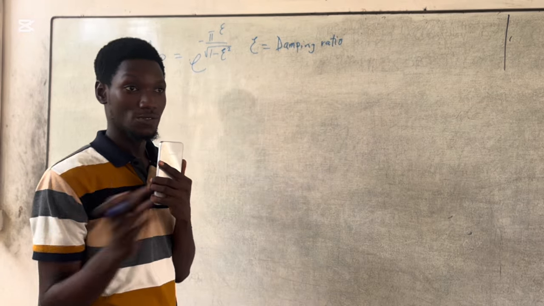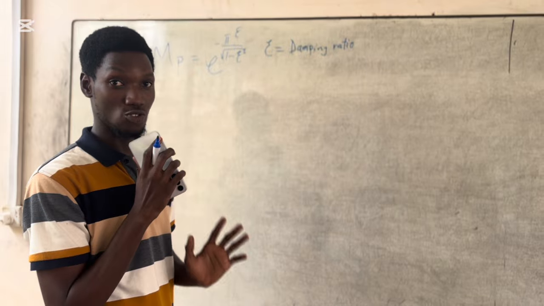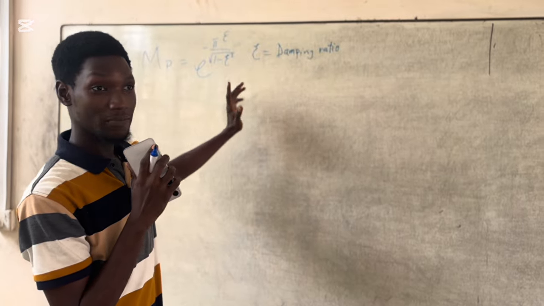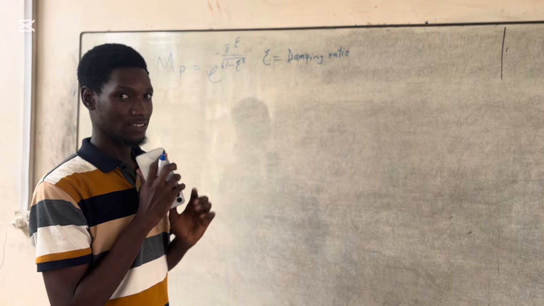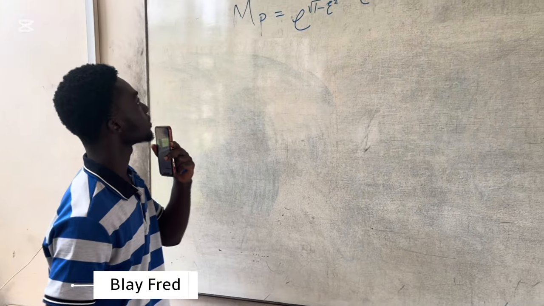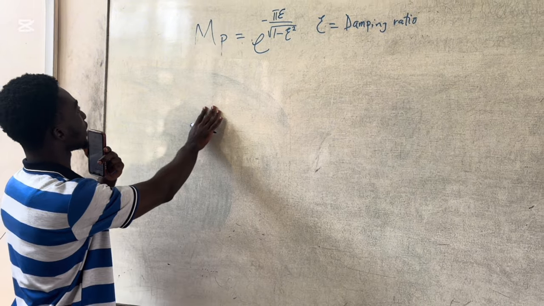Now, what can we deduce from this? We can see that the peak overshoot of a control system is solely dependent on the damping ratio and no other parameter.